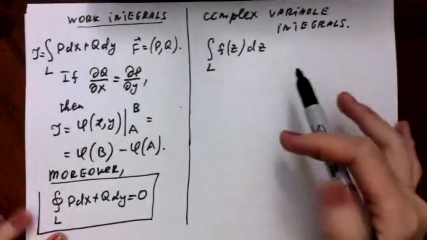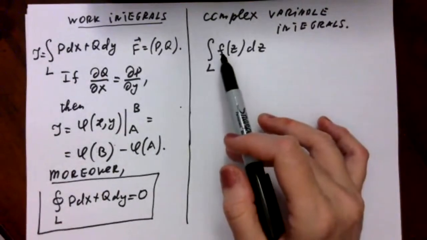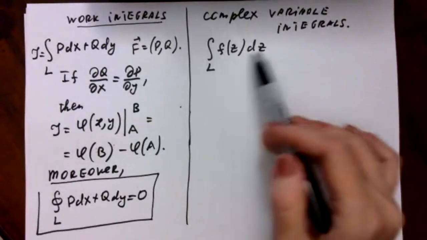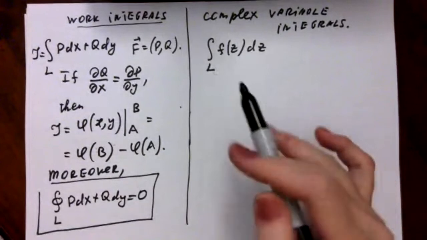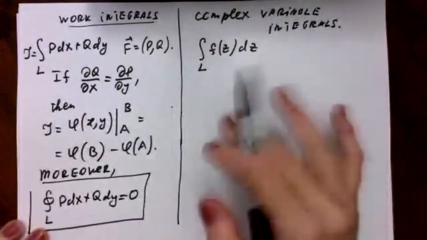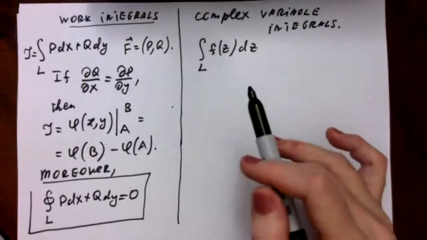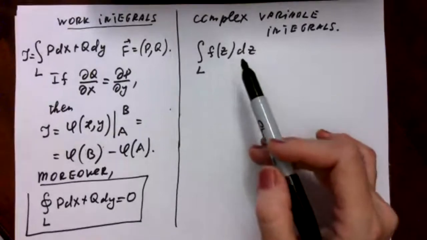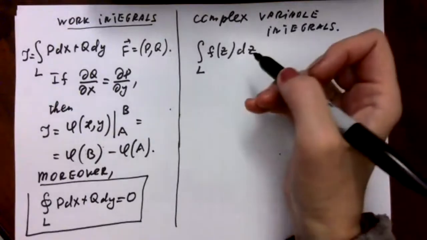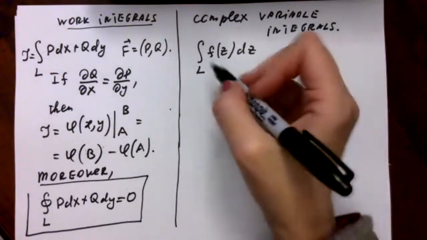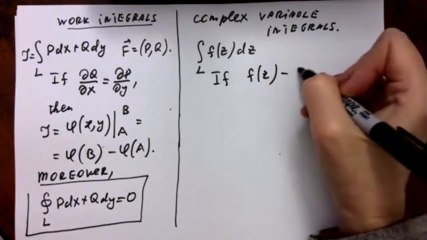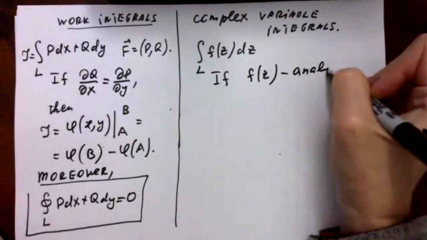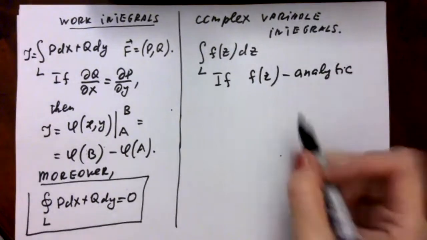And that is why it's interesting to discuss whether there is a similar property here in the field of complex variables. And the answer is yes. But it's not 100% similar, maybe 90% similar. So what happens here? It turns out that if f of z is an analytic function, you know what?